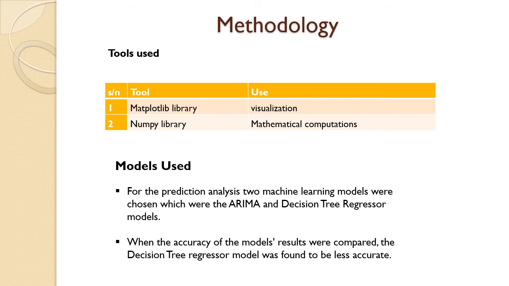For the prediction analysis in this research, two machine learning models were chosen. The autoregressive integrated moving average model and the decision tree regressor model were first selected. When the accuracy of the models was compared after getting the results, the decision tree regressor model was found to be less accurate. Hence, we relied on the ARIMA model for the prediction.